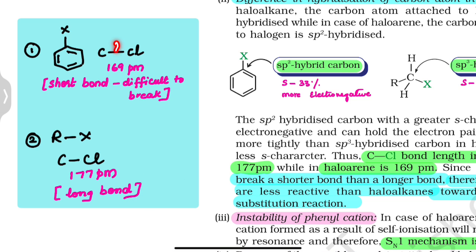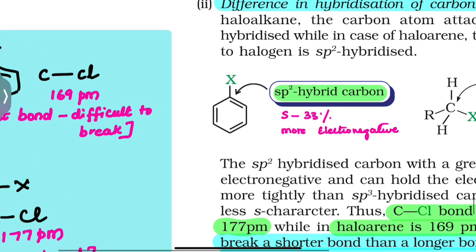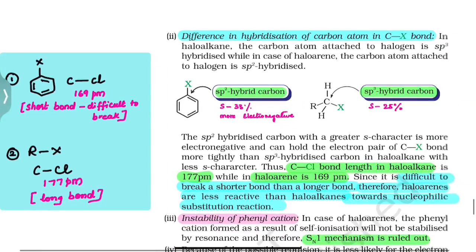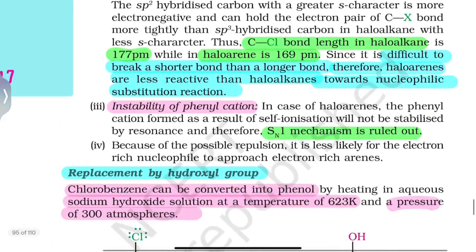If it is a short bond, it is difficult to break this bond. If it is longer, you can easily break this bond. Therefore, in haloarene, again it is difficult to break this bond because the carbon atom is sp2 hybridized, because of which the bond length will be shorter. So this is the second reason.